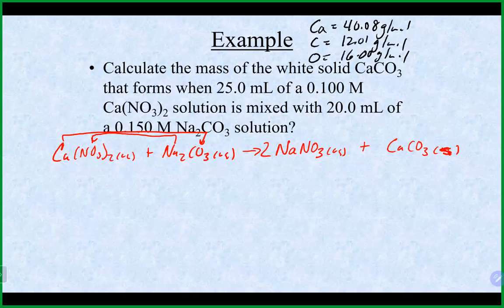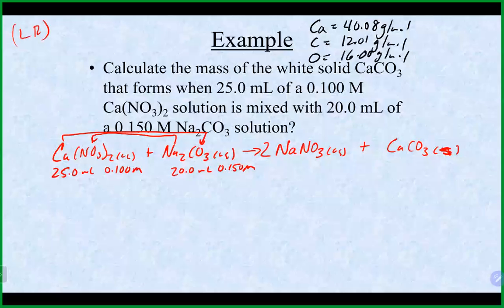All right, in this case, we have 25 milliliters of 0.1 molar calcium nitrate. We also are going to mix it with 20 milliliters of 0.15 molar sodium carbonate. I am given both the volume and molarity for both of my reactants, which means I can calculate the moles of both of these reactants. That should scream to you that this is a limiting reagent problem. You could get the moles of both of the reactants. So you do need to do that limiting reagent step in this problem if you want to do it correctly.